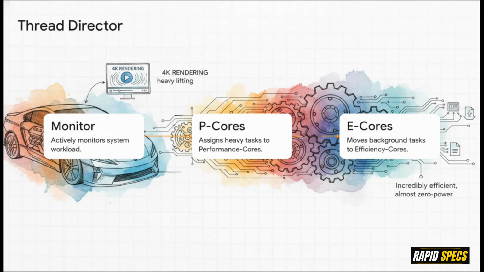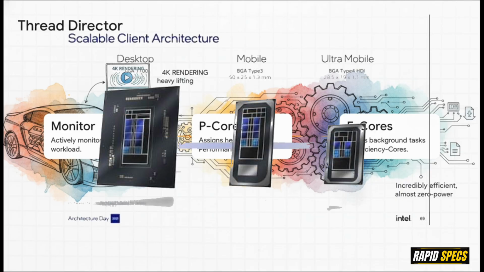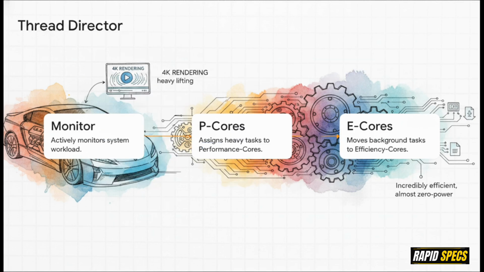Having 16 identical high-power cores wastes a ton of electricity if you're just reading a PDF. So in 2021, Intel responded with their Alder Lake architecture, bringing hybrid computing directly to the desktop. Think of it kind of like a hybrid sports car. You have an electric motor for efficient city driving and a massive V8 engine for the open highway. Intel's Thread Director acts as a really smart transmission. It assigns the heavy lifting, like 4K video rendering, to large performance cores. Simultaneously, it moves simple background downloads to highly efficient, almost zero power efficiency cores. It flawlessly balances raw muscle with marathon endurance.